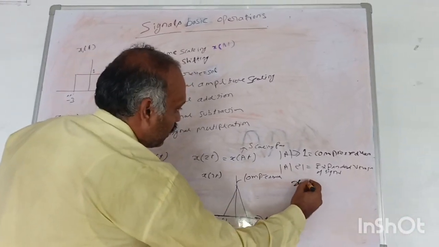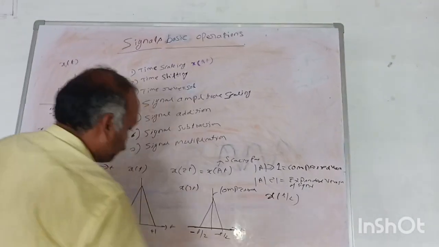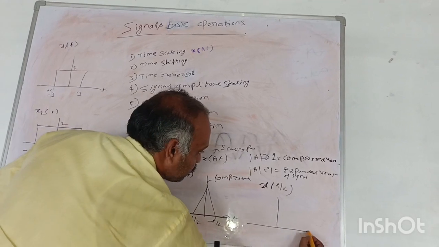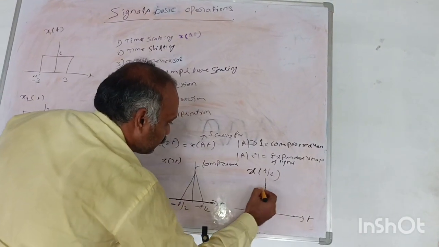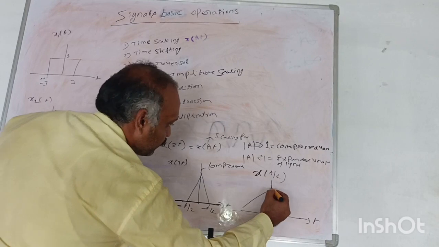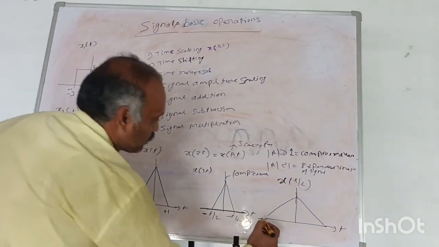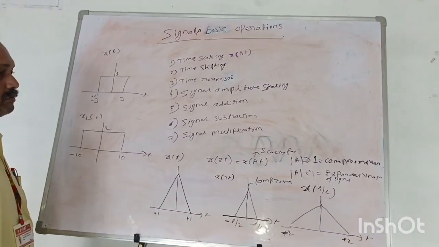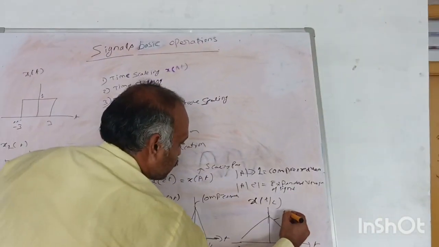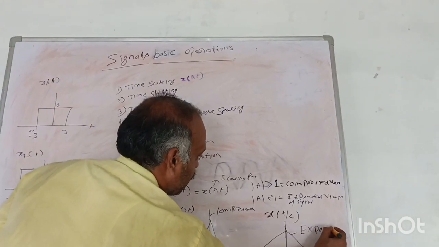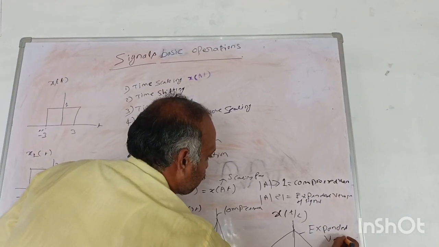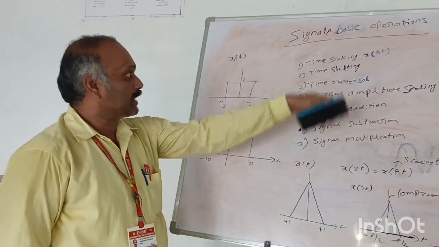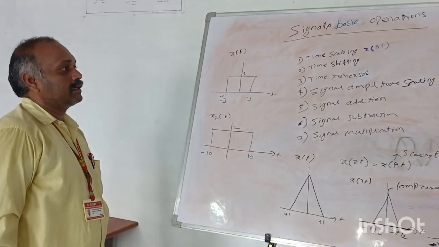Similarly, let us take x of t by 2 and draw this, the expanded version. Here it is minus 2 and plus 2. So compared to this, you are going to say that it is the expanded version. So this is all about time scaling.